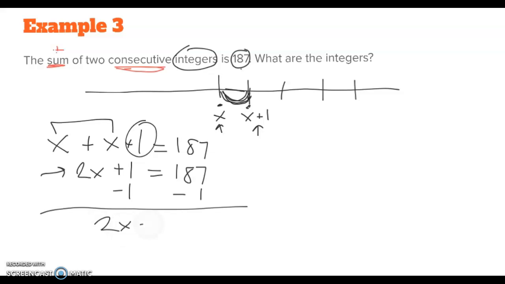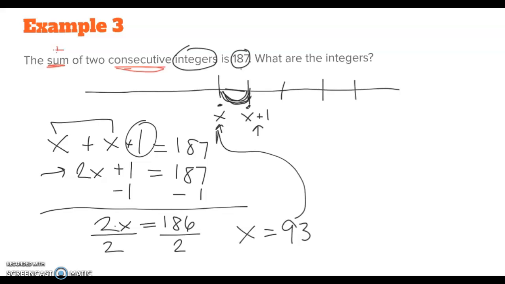And I need to keep my equation balanced, so I do the same on both sides, and I get 2x equals 186. Now I have the operation is multiplication, so my inverse will be to divide both sides by 2. And I end up with x equals 93. And you can use a calculator for that if you don't know the answer. But that is what my first integer is, 93. And since the next one comes right after it, I know it has to be 94. And I can double check my answer by adding the two together and making sure that they equal 187.